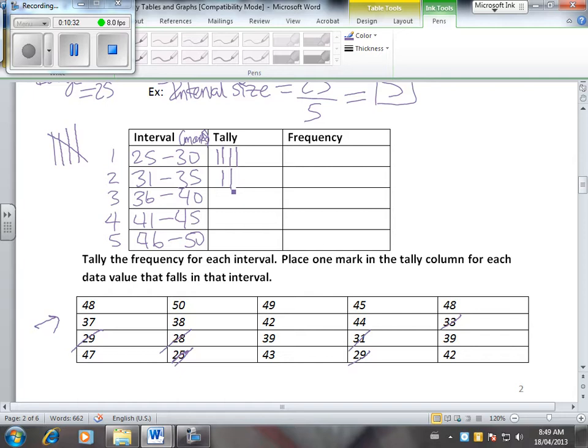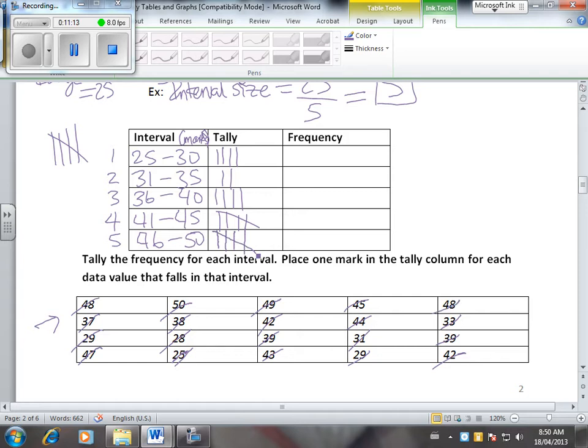Between 36 and 40, let's look what we have. We have 37, we have 38, we have 39, and we have another 39. Between 41 and 45, let's look what we have. So we have a 42 and a 43 in this row. We have a 45 and a 44 in this row. And over here we have a 42. So we have 5 in that one. And then our last interval is 46 to 50. So let's see who we have here. In this first column, we have 48 and 47. We have 50. We have 49. And over here we have 48.